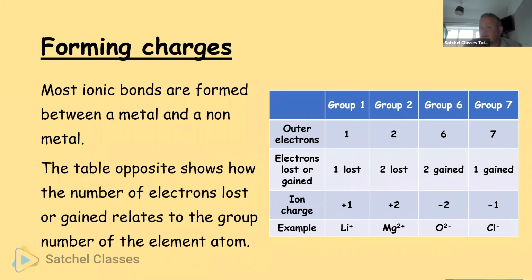If you're in group 6, they have 6 electrons in their outer shell. They need 8. So they will take 2. And if they take 2 electrons, that will give them an overall charge of -2. So, for example, oxygen in group 6 will form an O2- ion. Group 7 has 7 electrons in its outer shell. It needs 1 to make a complete 8 for its shell. So it will take 1 to form an ion charge of -1, and the example being chlorine, making a chloride ion, which is Cl-.